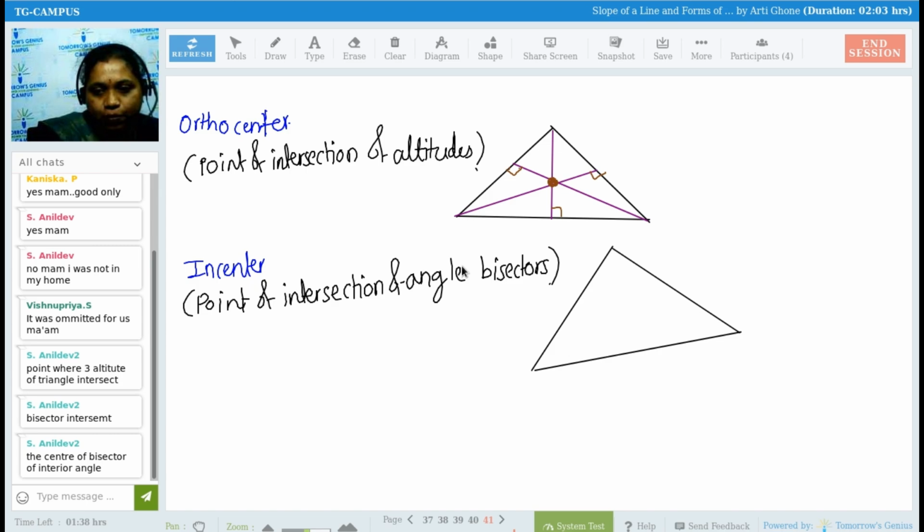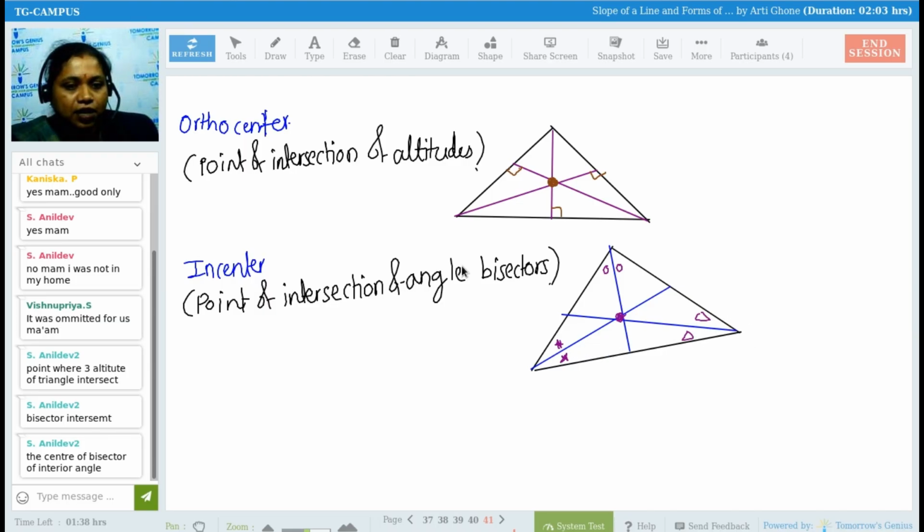First just understand that my geometry is not that good. So if I take the angle bisectors, equally dividing the angles, then this middle point is always known as the incenter. These two parts are equal, these two parts are equal, and these two parts are equal. Clear? So the angle bisectors' point of intersection is the incenter.